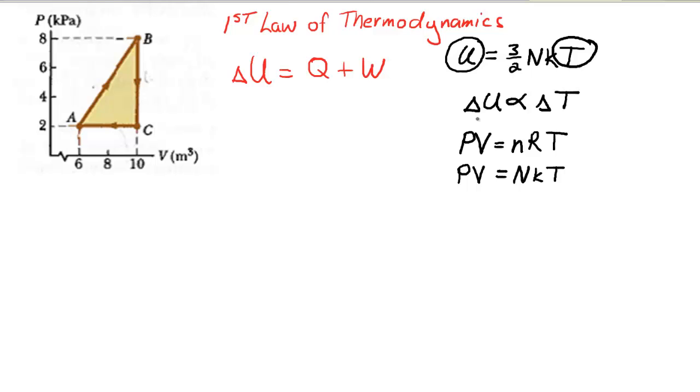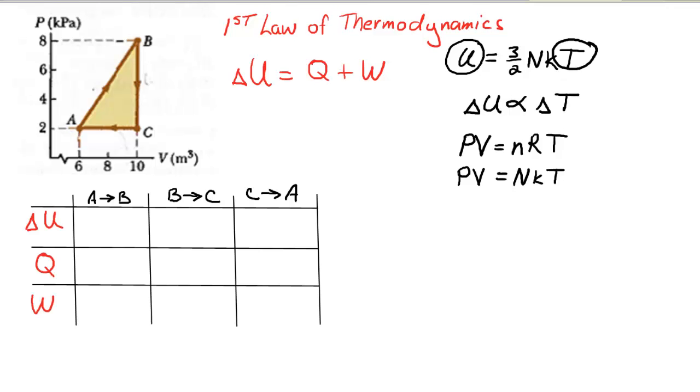Now we want to keep track and keep organized as to what's happening to delta U, Q, and W as the gas moves around. So to do this, let's make a table. We'll construct a table that's got delta U, Q, and W on the rows, and on the columns we'll look at the processes, and then we'll simply assign whether they're positive or negative as we go through it. So it'll look like this. Okay, so we've constructed our table.